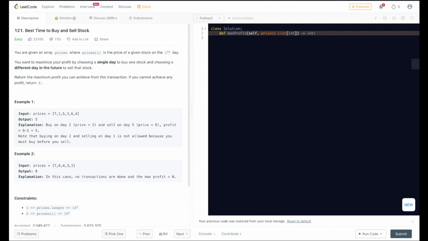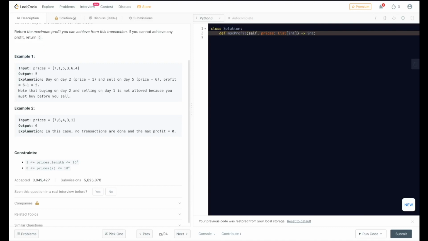Let's take a look at some examples to better understand the question. In the first example, it is pretty obvious that the best strategy we can follow is to buy at this 1 and sell at this 6, which gives us a total maximum profit of 5. We cannot buy at this 7 and sell at this 1 because 7 precedes 1. What we want to do is buy at a lower index and sell at a higher index, as in the case of 1 and 6.